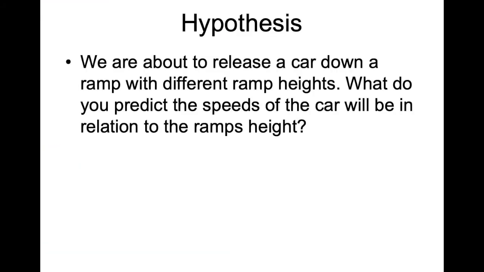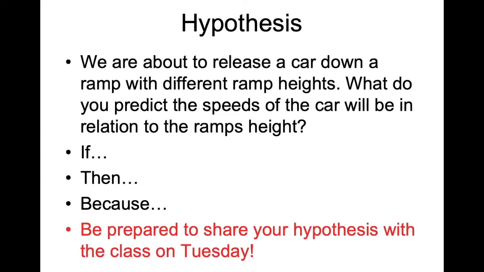Okay, so now we're going to write our hypothesis. We are about to release a car down a ramp with different ramp heights. What do you predict the speeds of the car will be in relation to the ramp's height? Remember, we need to write an if, then, because statement. So, if I release a car at a specific height, then this will happen because, and give your reason. Be prepared to share your hypothesis with the class on Tuesday.